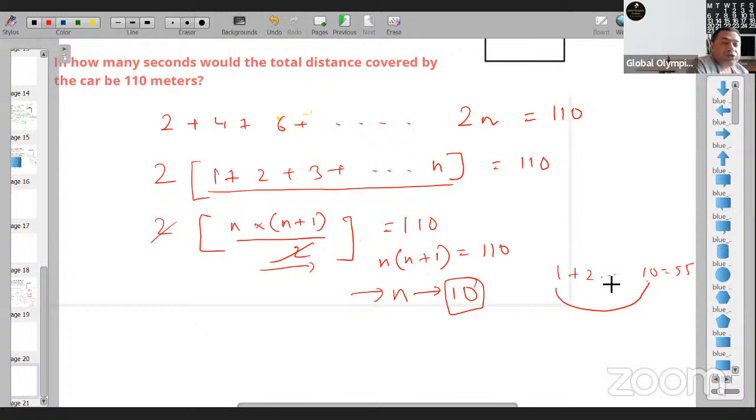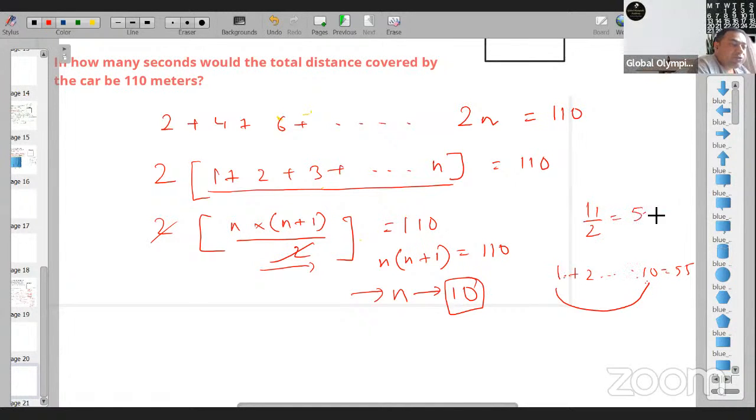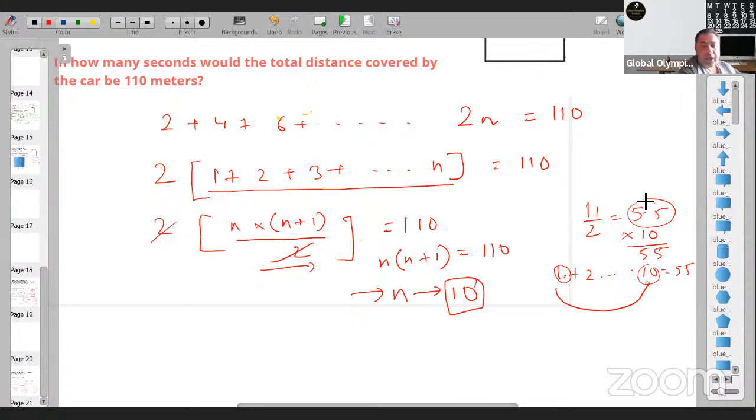You take the average of these two because it's an arithmetic series. So the average is 11 divided by 2, 10 plus 1. The first term plus last term divided by 2 gives you the average, which is 5.5. And when you multiply that by the number of terms, you get the sum. In an arithmetic series, always the first term plus the last term divided by 2 gives you the average. Okay, always in an arithmetic series.